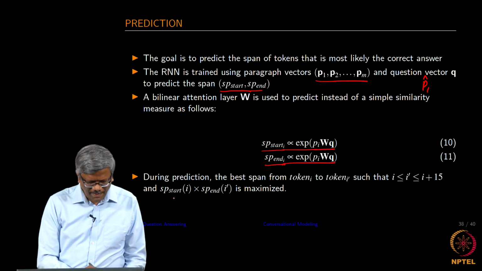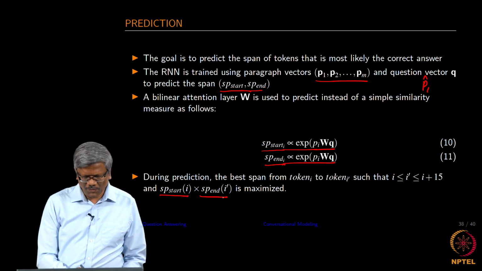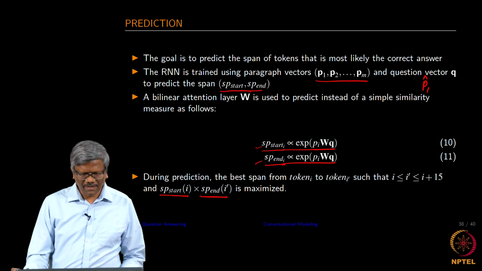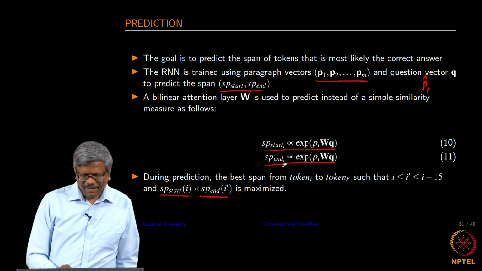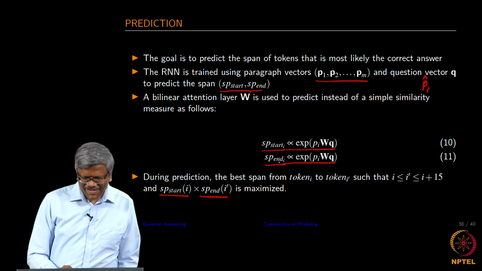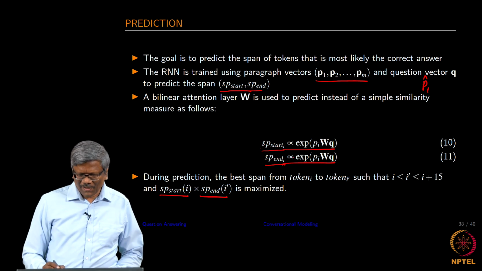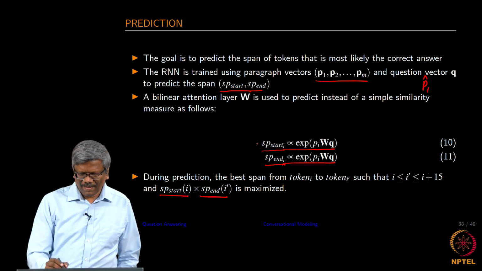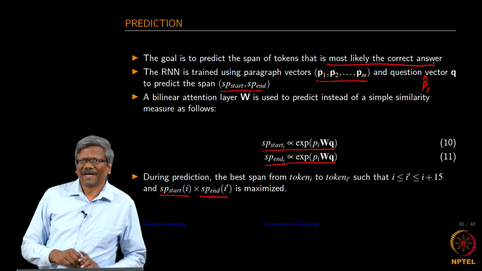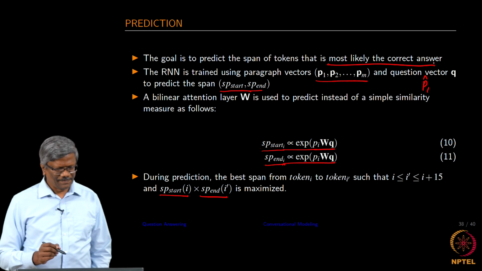And then finally, the product of SP start and SP end should be maximized to get the probable starting and ending position. The goal is to find the SP start and SP end, and then the prediction of the span of tokens is found using the neural net model, and that would give you the most likely answer for the question.